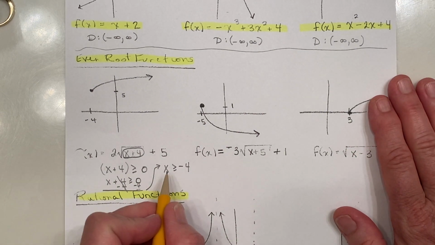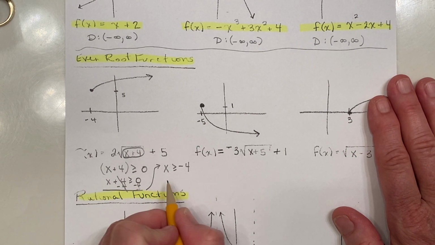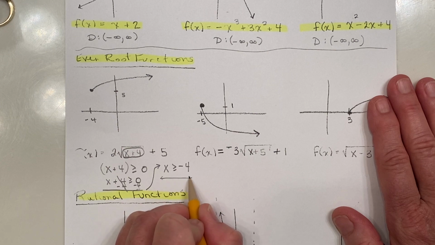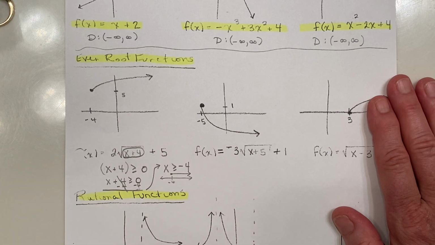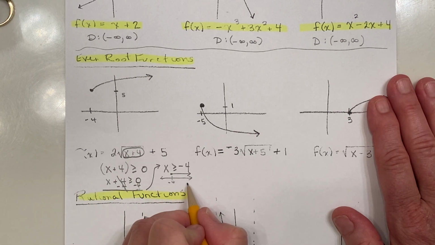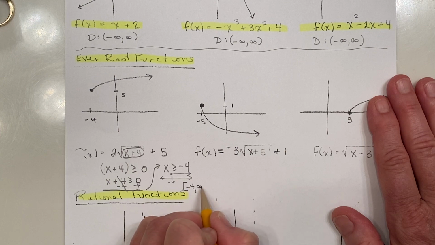All right, so how would we graph this? Well, we would graph this on a number line by putting -4, closed circle. This inequality says greater than, so I'd go this way. So this domain, reported in interval notation, would be bracket -4, comma, infinity.